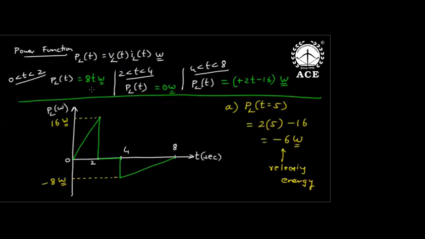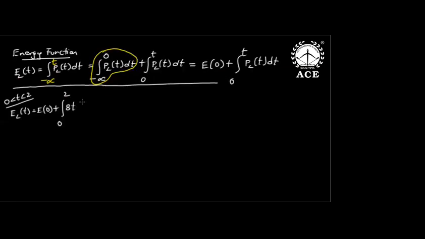But what is the power function from 0 to 2? 8t watts, so the integral of 8t dt. Now what is this E of 0? E of 0 is 0.